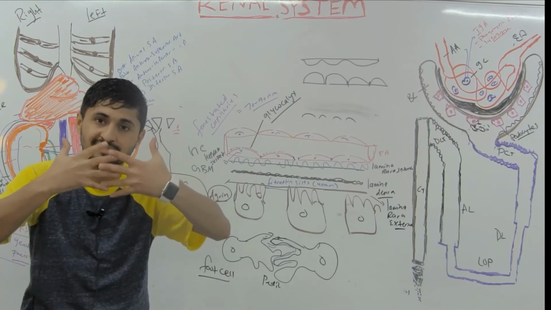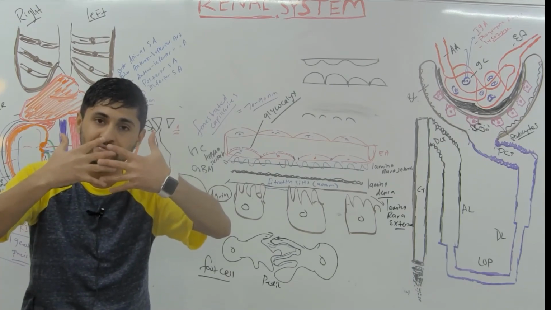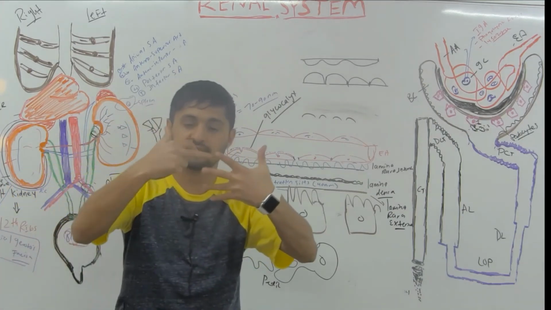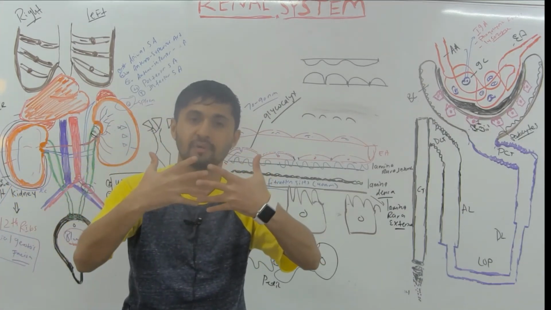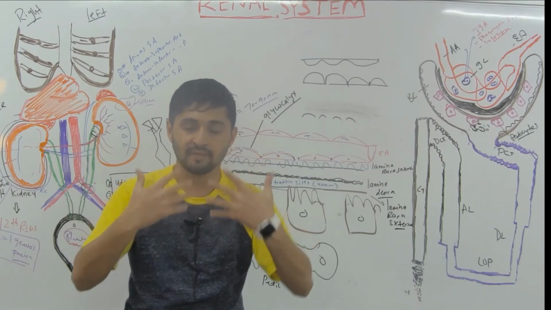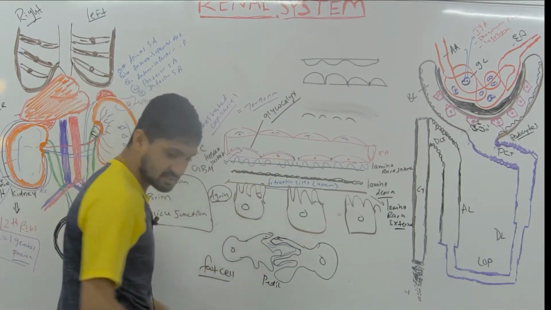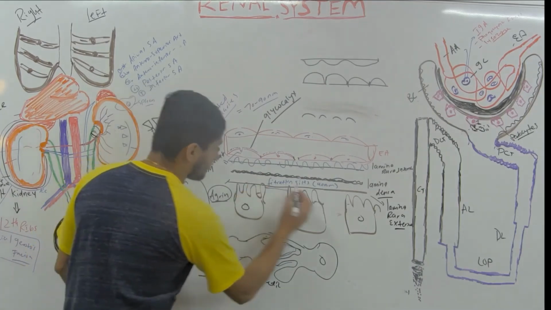But these filtration slits are made by the protoplasmic extensions of your podocytes. When they're coming together like this, it creates a gap or space between these pedicels or end-feet, okay, and those are called filtration slits. We'll talk more. And I just called this whole thing the filtration slits.